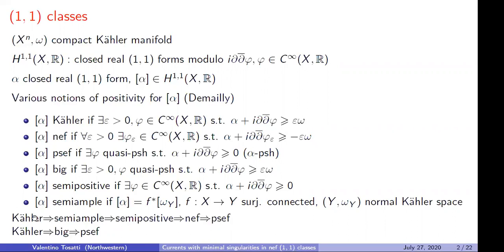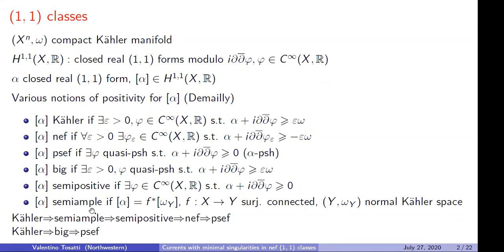So if you have a class that is Kähler, then the class is semi-ample. This is trivial. You just take X equals Y and omega Y to be your Kähler metric. And semi-ample implies semi-positive. This is what I just said. Semi-positive implies nef is trivial. You can just take epsilon to be 0, which works for all epsilon, since the form is non-negative. And nef implies pseudo-effective is not obvious from the definition, but it's semi-obvious, a simple consequence of weak compactness of currents. On the other hand, Kähler also implies big, which is obvious from the definition, and big also implies pseudo-effective, which is also obvious.